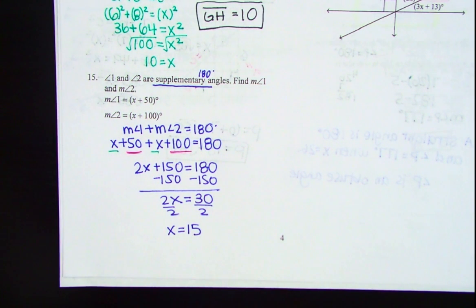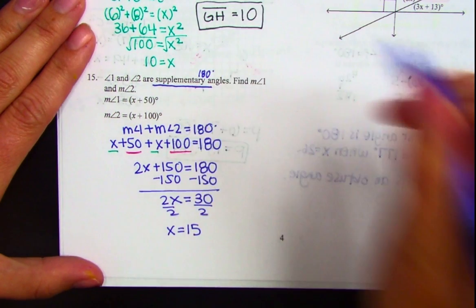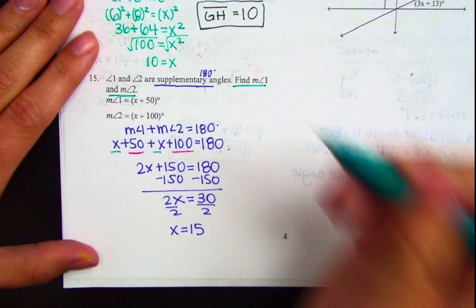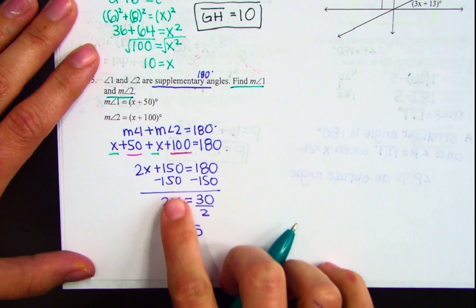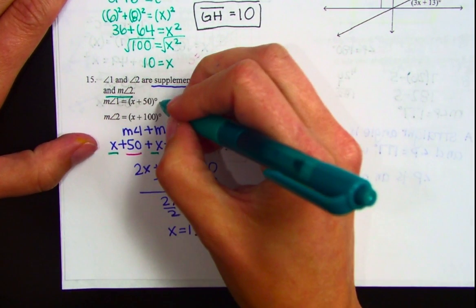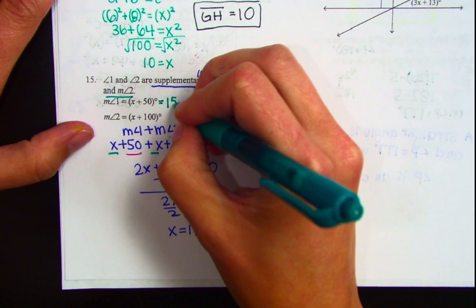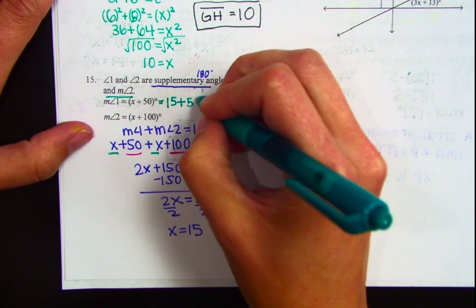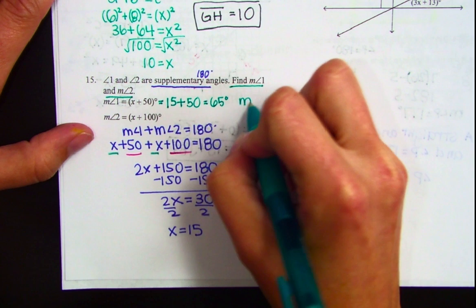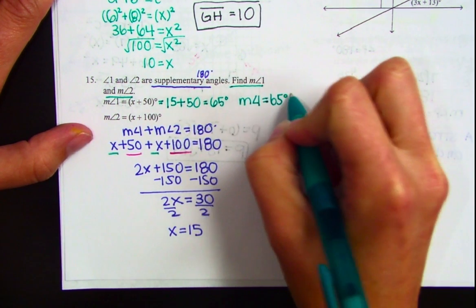All right, so they did not tell me to solve for x. They told me to find the measure of angle 1 and find the measure of angle 2. So what I'm going to do is plug in x back up here to these. So to find the measure of angle 1, I'm going to replace x with 15. So 15 plus 50 is 65 degrees. So I know the measure of angle 1 is 65 degrees. There's my first answer.